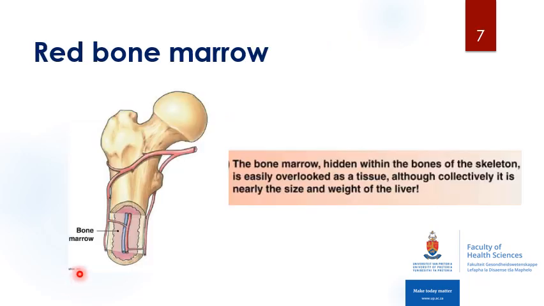The bone marrow is quite a substantially sized tissue. If you had to collect all the bone marrow from the bones, it would be about the same size and weight as the liver. And the liver is one of the largest organs in the body, so it tells you that this is quite a substantially sized tissue. In total, the bone marrow makes up about 4% of your body weight.